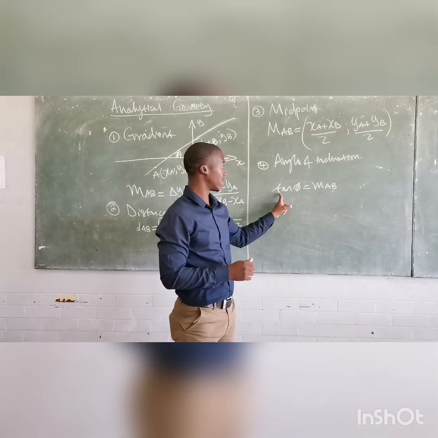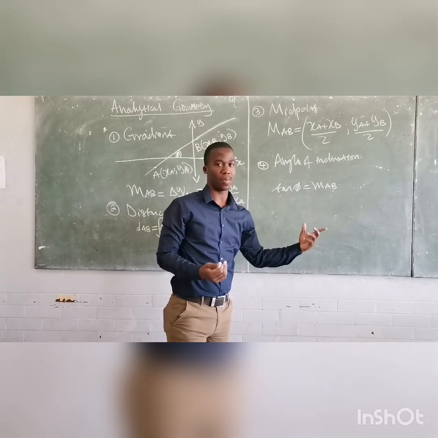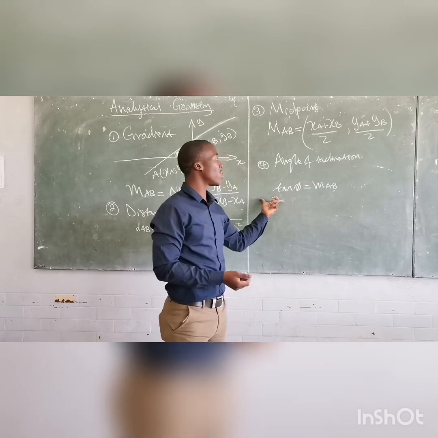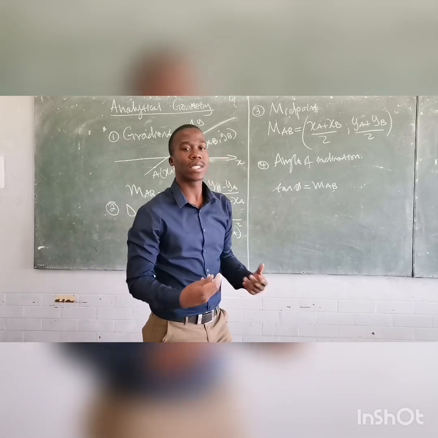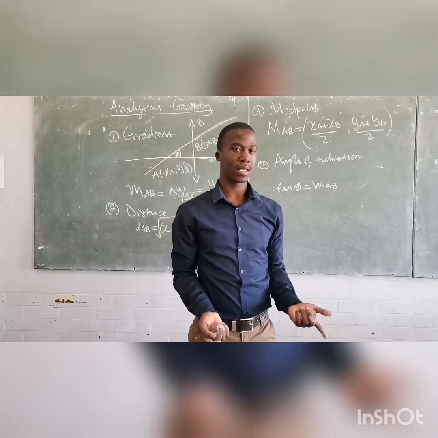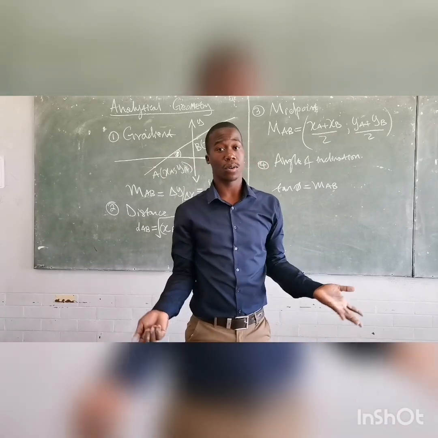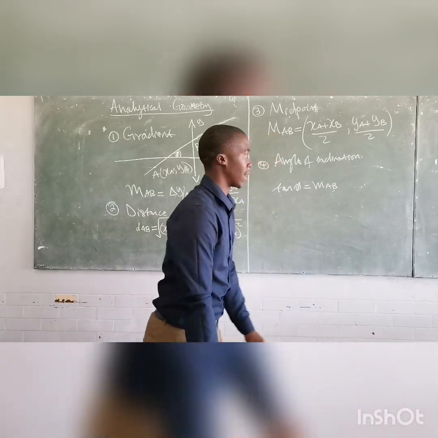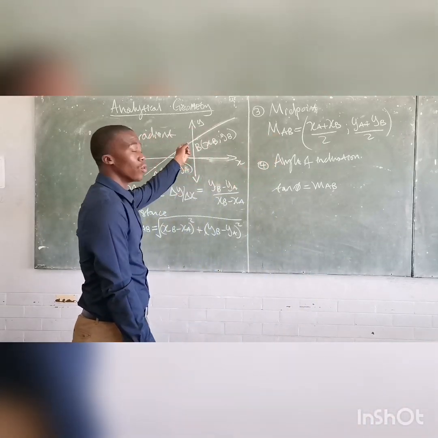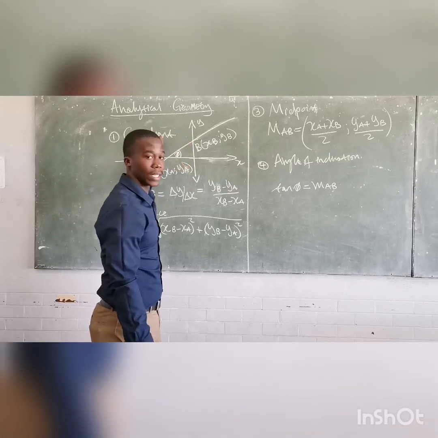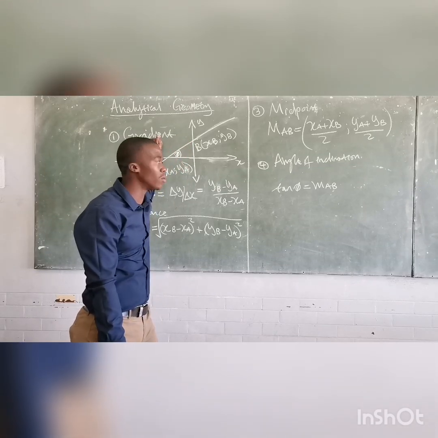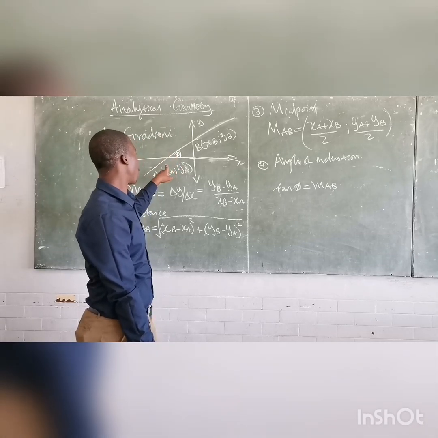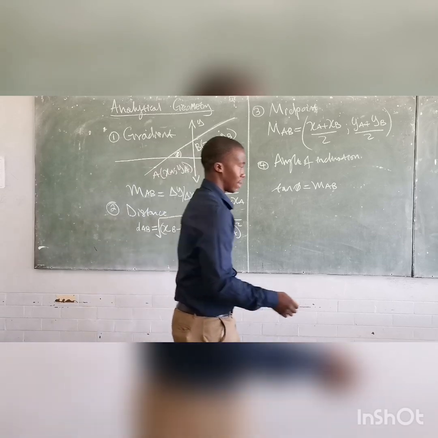We say tan theta equals the gradient of AB, but why is this a formula? This formula is taken from your simple trigonometric ratios, right? We all know SOHCAHTOA: sine, cos, as well as tan. So if I were to look for the angle using our basic trigonometric ratios, you will see that if you focus on this triangle, right?